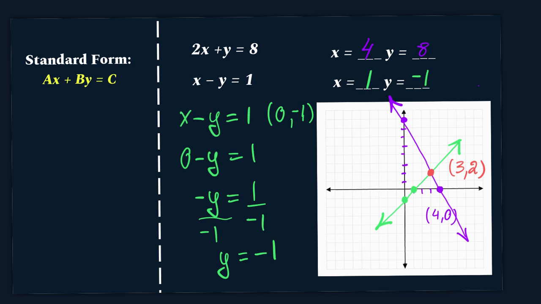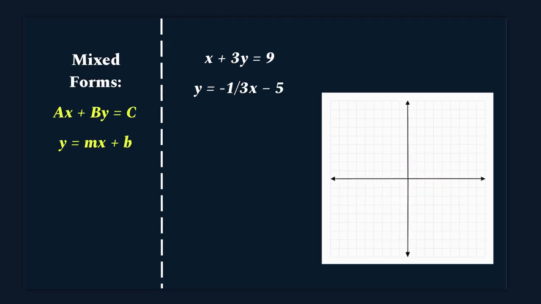So let's recap. To find the solution for a system of equations that are written in standard form, we can find the x-intercept and y-intercept and graph those points, and then find our solution. Here's a special case where we have mixed forms, and the first one is written in standard form and the second one is written in y-intercept form.